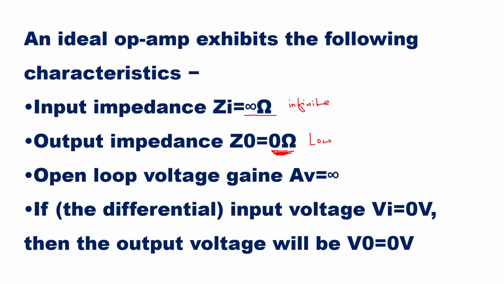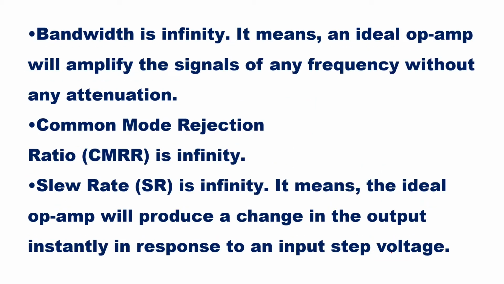If you see open loop voltage gain AV, that will also be infinite. If the differential input Vi is equal to 0 volt, then the output voltage also will be 0 volt, so there will be no offset voltage here. Ideally the output voltage should be 0 volt if the differential input voltage is 0 volt. Then the bandwidth ideally will be infinite, very high bandwidth. It means an op-amp will amplify the signals of any frequency without any attenuation.